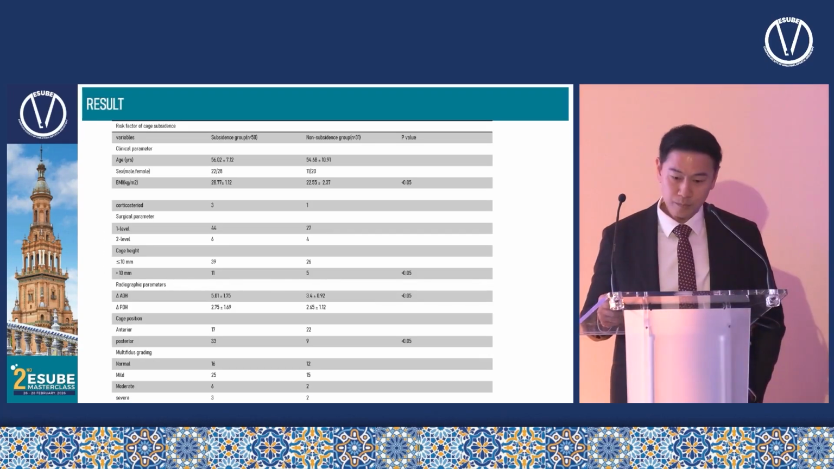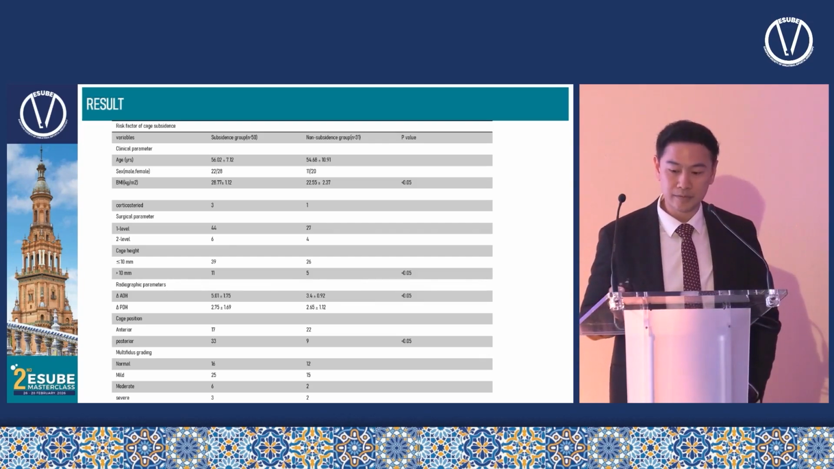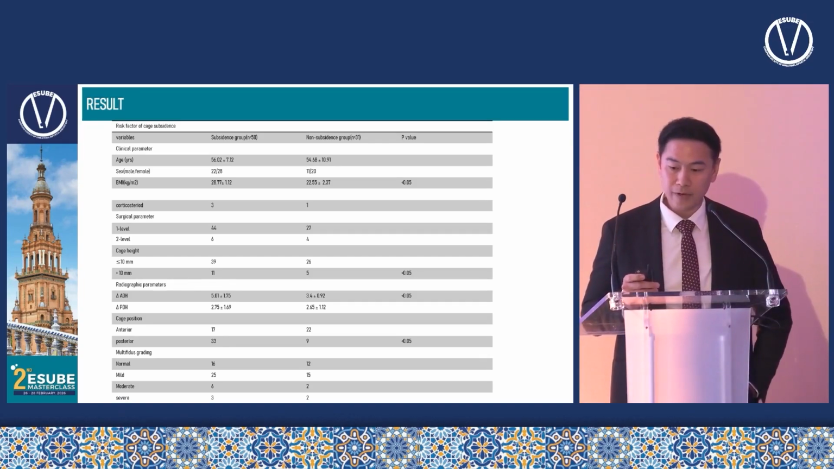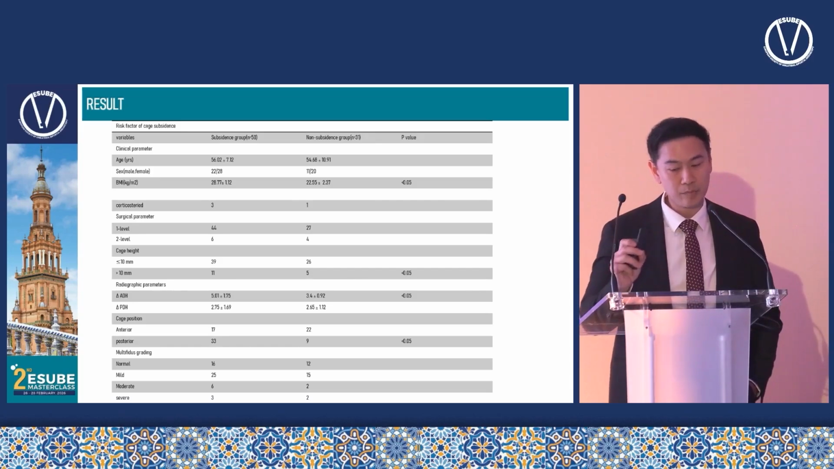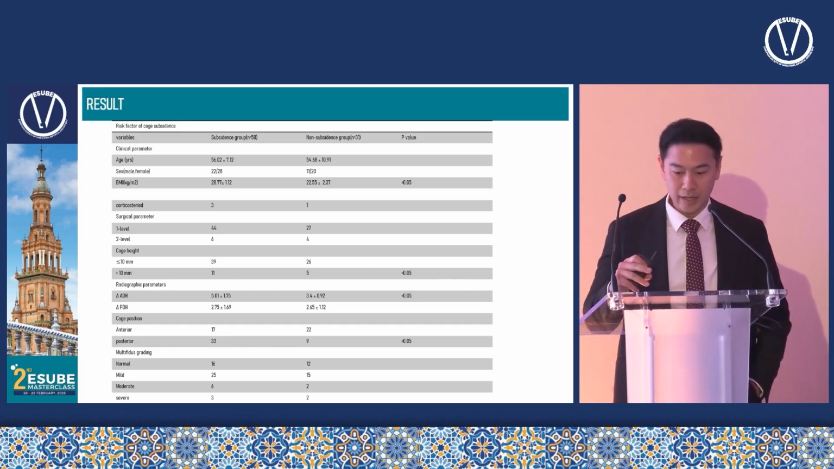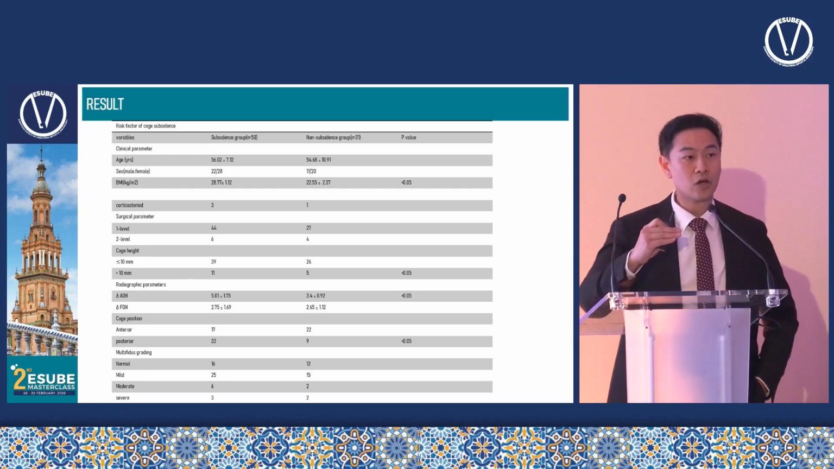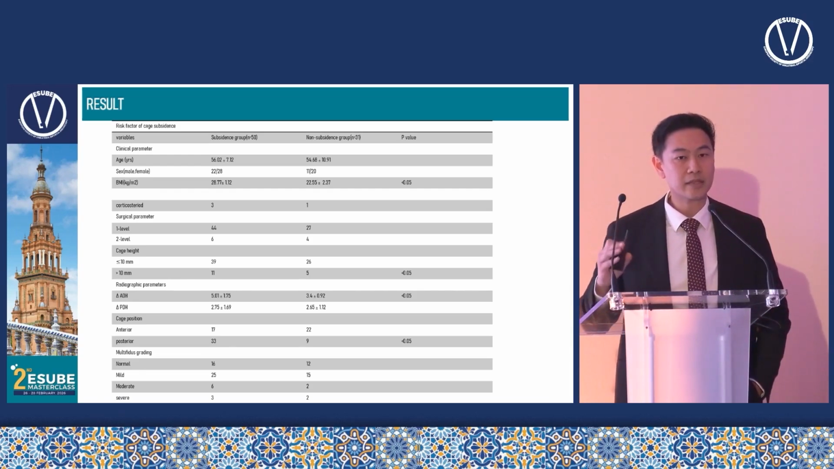For the results, we found that BMI, cage height more than 10 millimeters, difference in disc height, and cage in the posterior position are risk factors for cage subsidence.